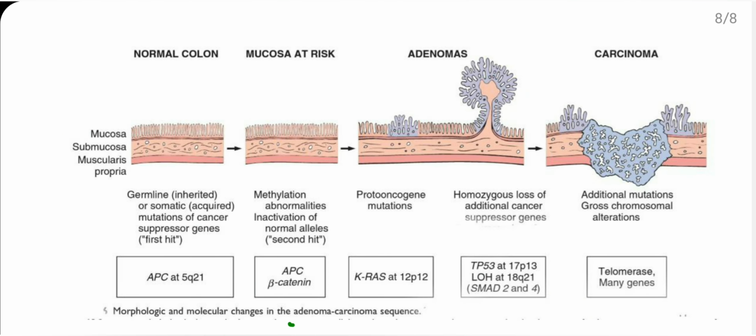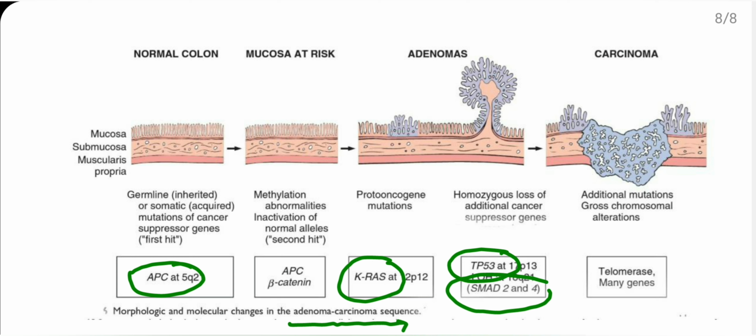Thus, this is how the adenoma carcinoma sequence occurs: APC mutation, other mutations like KRAS mutation, P53 mutation, SMAD2 and SMAD4 mutation, telomerase and many other genes.